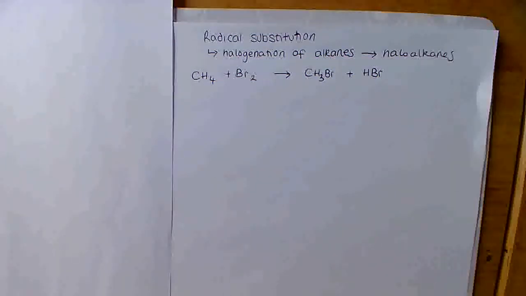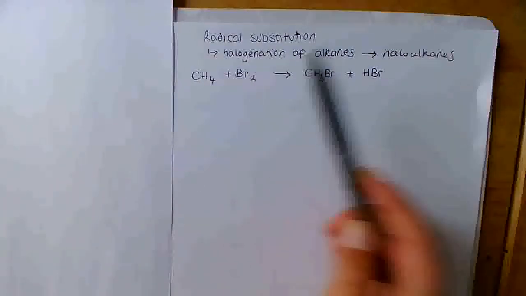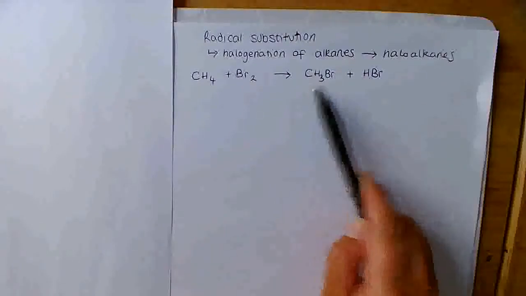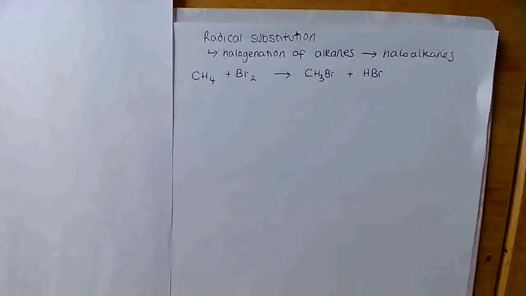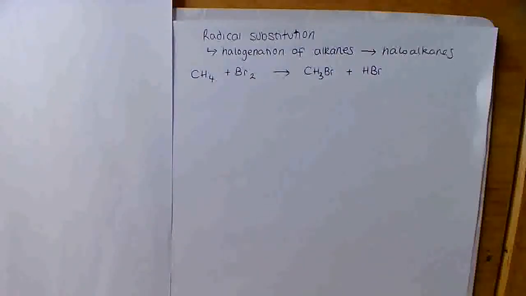Let's have a look at the mechanism for the radical substitution. Remember, this is the halogenation of an alkane to form a haloalkane. I'm going to go through the example where we're looking at methane reacting with bromine to form bromomethane and a hydrogen bromide molecule. But remember that in an exam, they're likely to give you a more complicated alkane than methane, and they might try and confuse you by getting you to chlorinate rather than brominate.